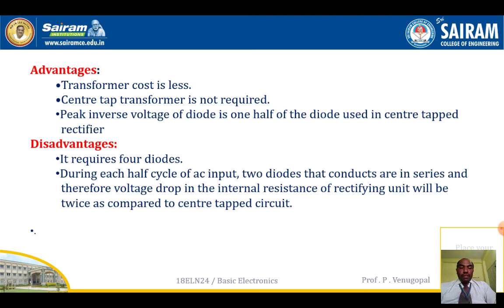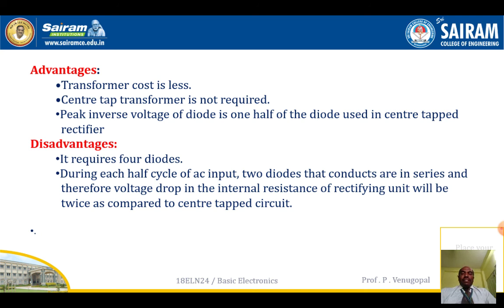Disadvantages of the bridge rectifier: it requires 4 diodes. During each half cycle of the AC input, 2 diodes that conduct are in series, and therefore the voltage drop in the internal resistance of the rectifying unit will be twice as compared to center tapped circuits.